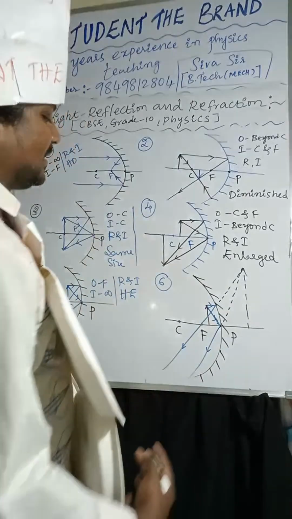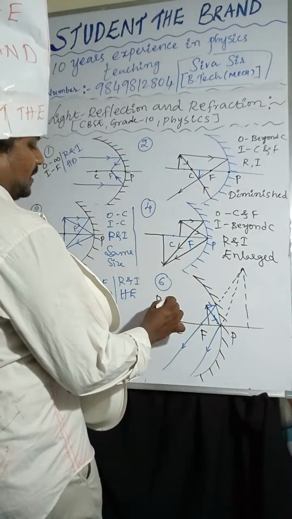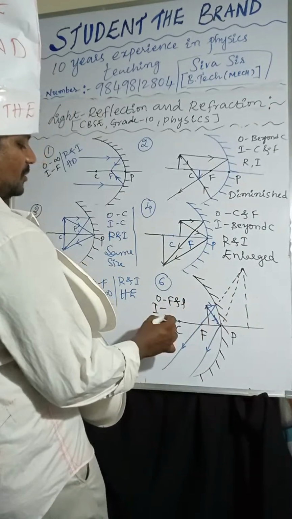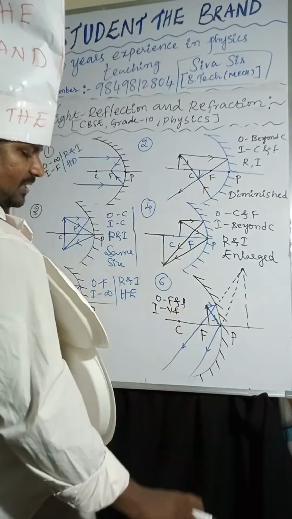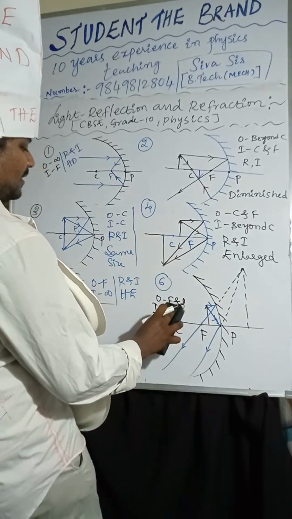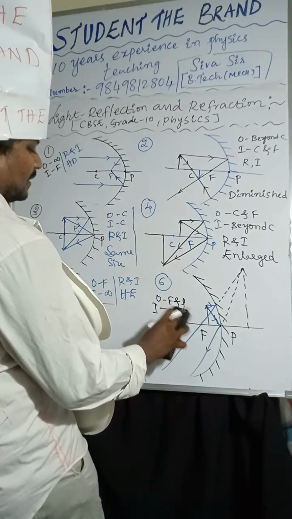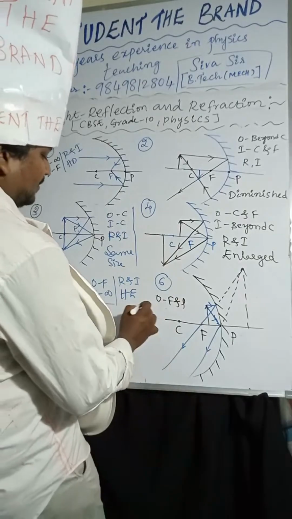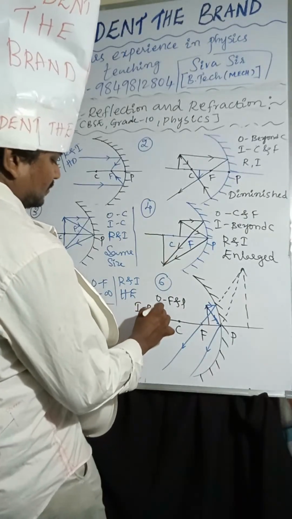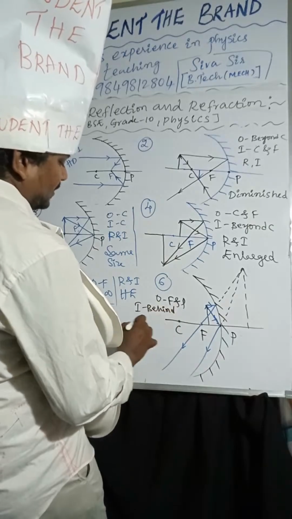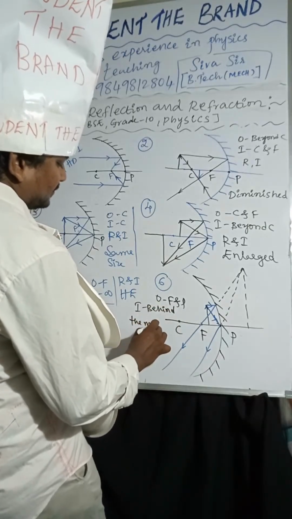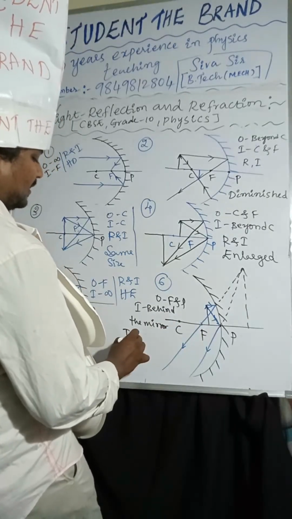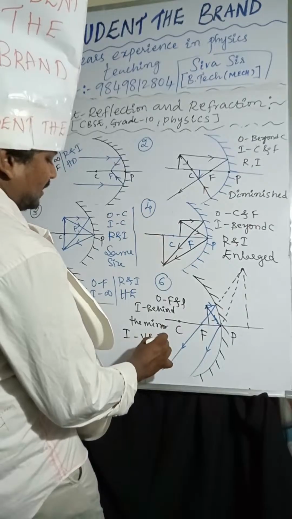Nature of the image: when the object is placed between F and P, the nature of the image is virtual, erect, and enlarged. The image is behind the mirror.